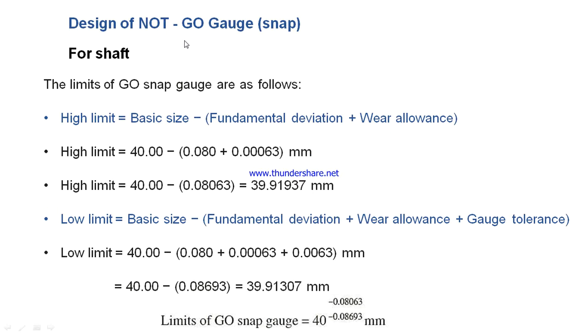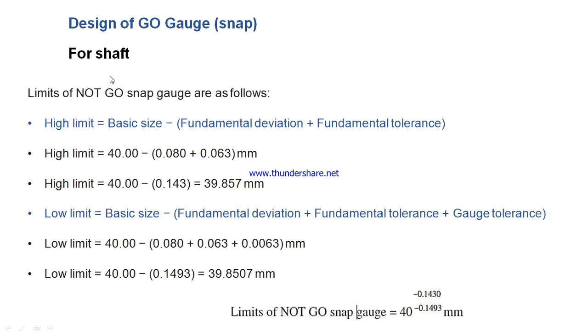For shaft, higher limit is equal to basic size minus fundamental deviation plus wear allowance. So it will ultimately come to 39.91937 mm. For lower limit of the shaft, for go gauge, it is basic size minus fundamental deviation plus wear allowance plus gauge tolerance. So it will ultimately come to 39.91307 mm. So these are the limits for the snap gauges.